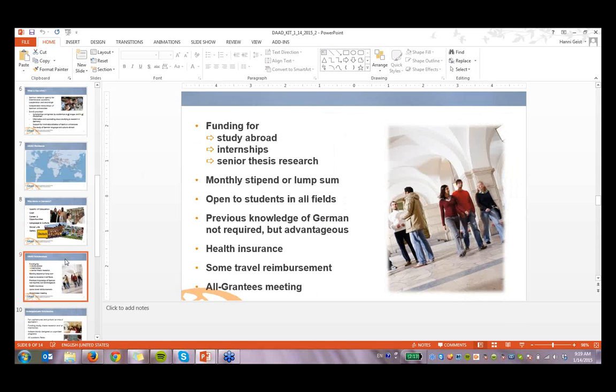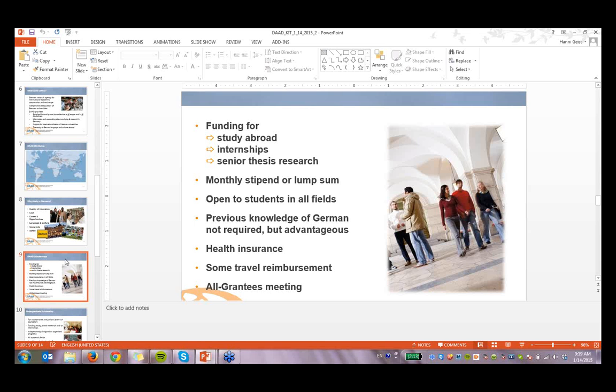Now, what does DAD offer? So we fund study abroad, we fund internships, and we fund senior thesis research, and offer a monthly stipend or lump sum. Lump sums usually are offered to those who only would like to study for a few weeks in Germany over the summer. That's usually the case.